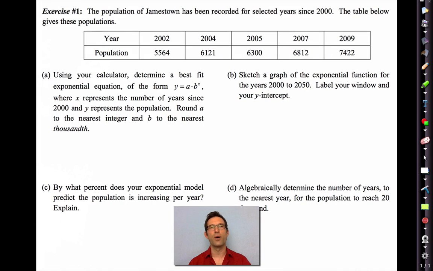Okay, exercise number 1. The population of Jamestown has been recorded for selected years since 2000. The table below gives these populations. Now, population growth is something that we very often model with exponential phenomenon because often it grows exponentially. So in letter A, it says, using your calculator, determine a best fit exponential equation of the form y equals a times b to the x, where x represents the number of years since 2000 and y represents the population. Round a to the nearest integer and b to the nearest thousandth. All right, well, let's bring out our TI-84 Plus.